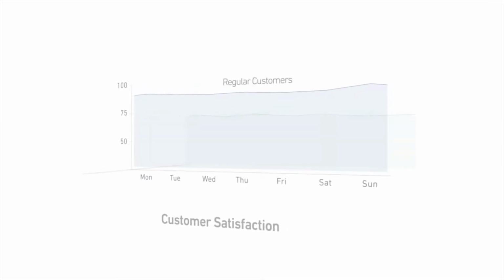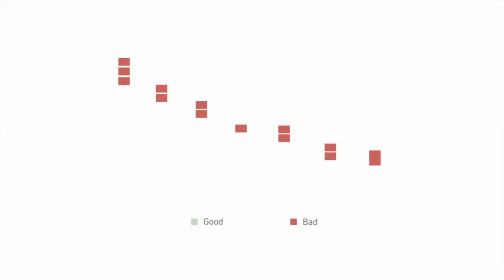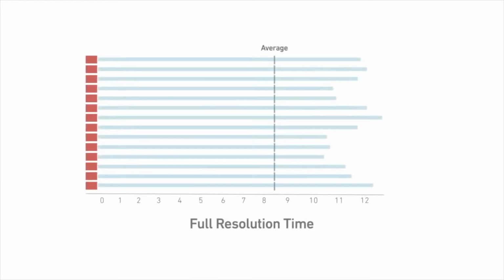This shows that the bulk of our customers are satisfied, but our VIP customers, who make up a small group, are not. That's not good. We need more context to figure out why it's happening. So let's bring in another metric. We'll isolate tickets that got bad satisfaction responses and look at how their full resolution times compare to the average.